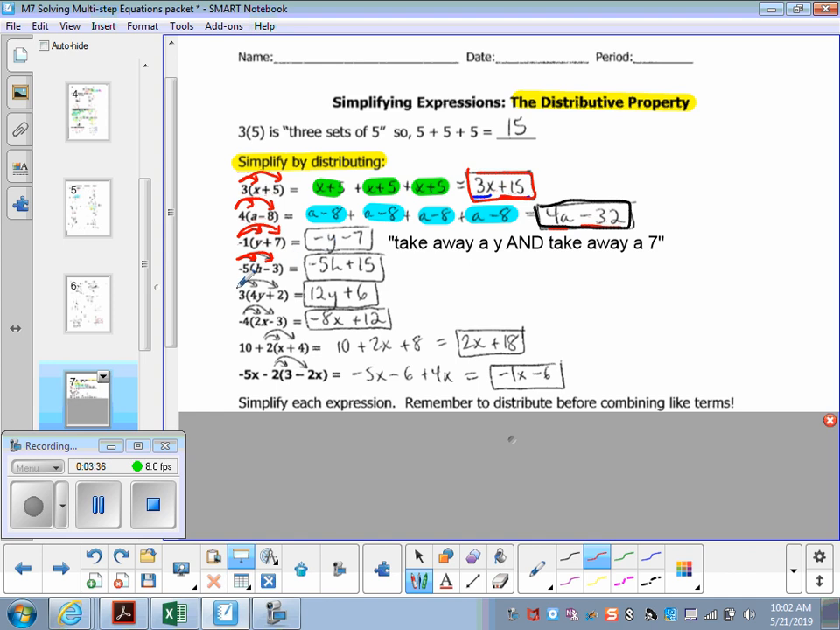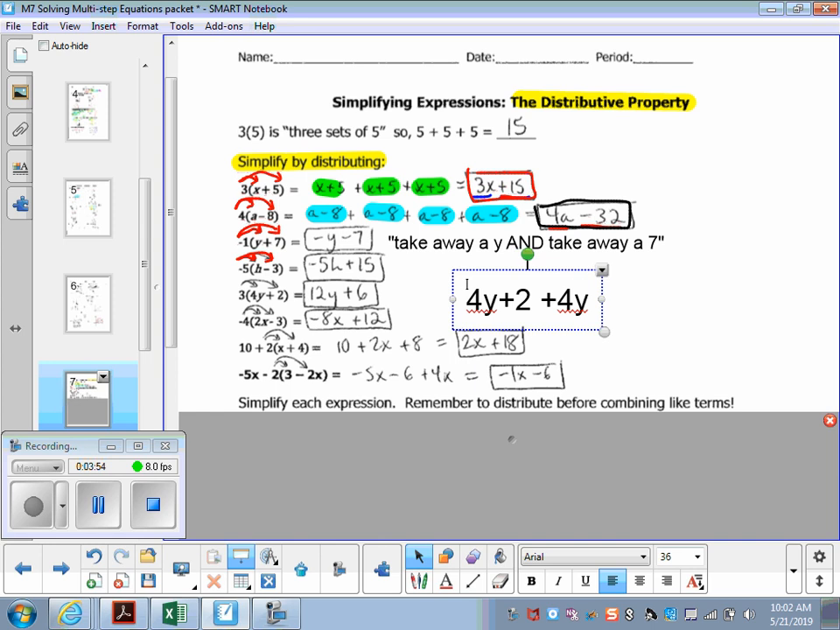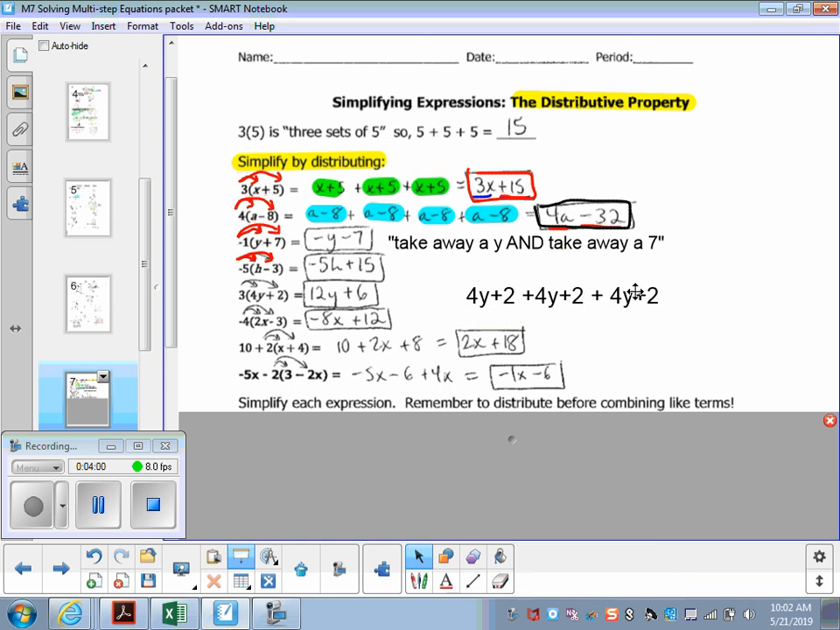All right, here, now what switches up is I actually have a coefficient other than 1 inside the parentheses. But it doesn't change anything. We have 3 sets of 4y plus 2. Now real quick, I will write this out. We have 4y plus 2 plus 4y plus 2 plus 4y plus 2. Those are my 3 sets of the 4y plus 2.